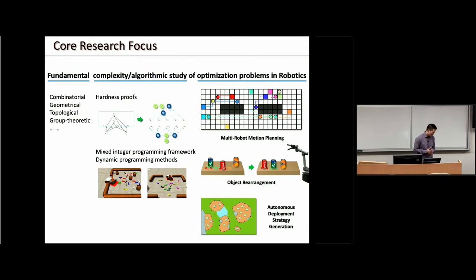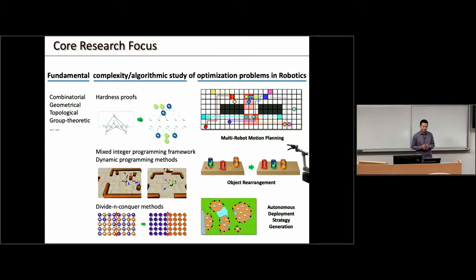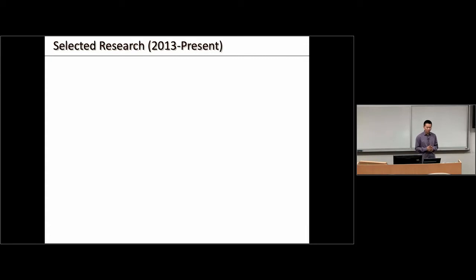In studying task and motion planning problems, we find that we can actually apply dynamic programming very often to reduce the complexity, if you are working with some n objects, from n factorial to 2 to the n. It turns out that in practice, this actually makes a big difference. We have also developed new divide and conquer methods for dealing with multi-robot motion planning problems. So today I will discuss a subset of these problems and results in a bit more detail.